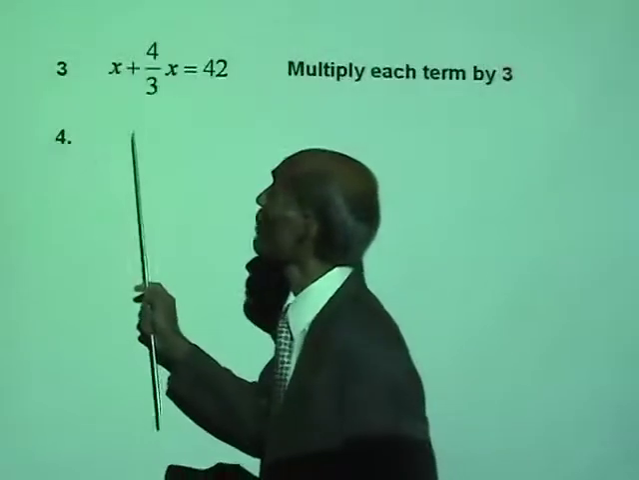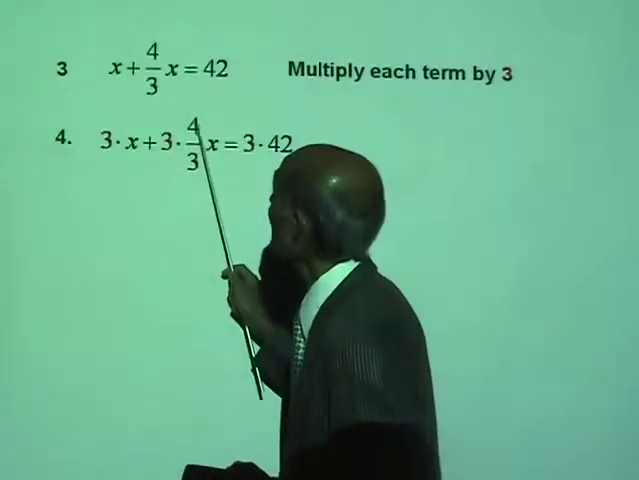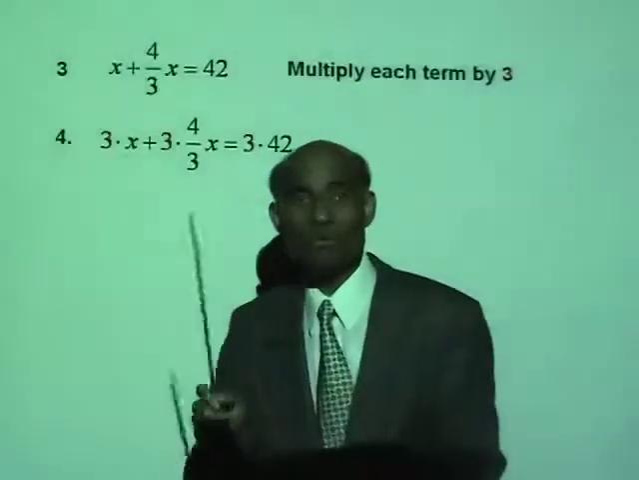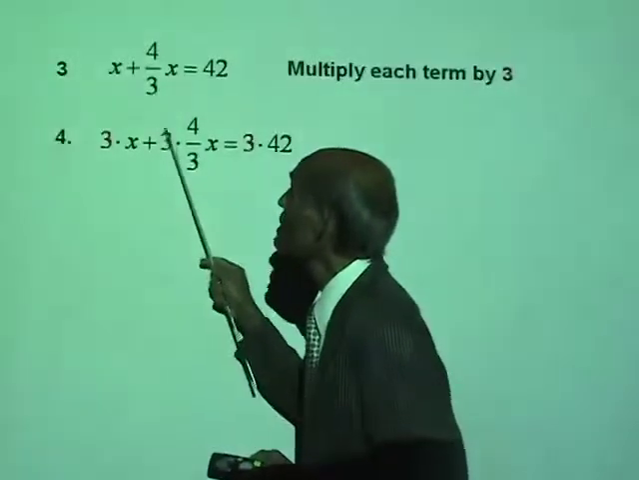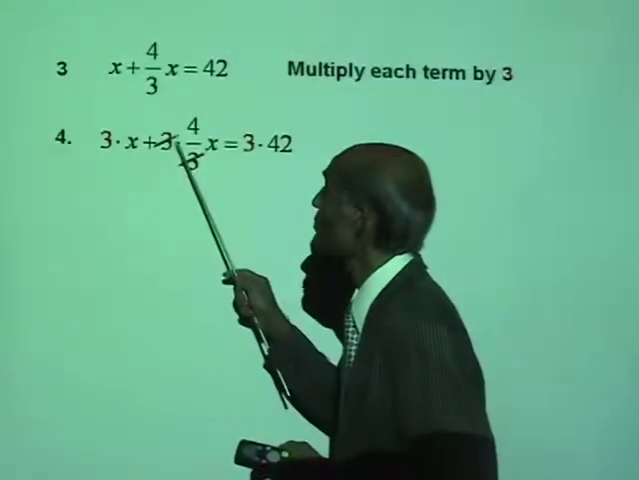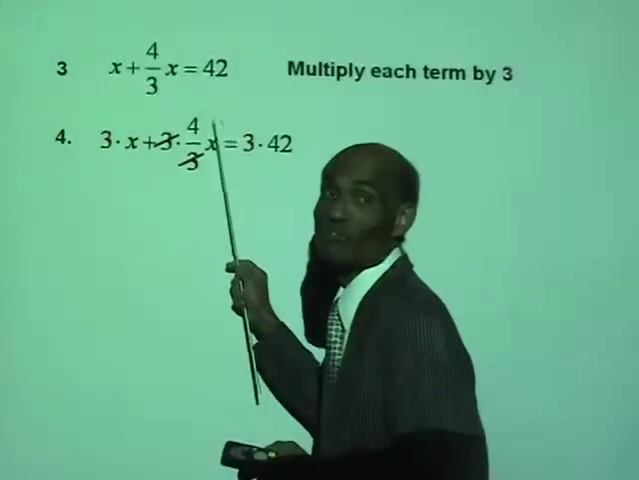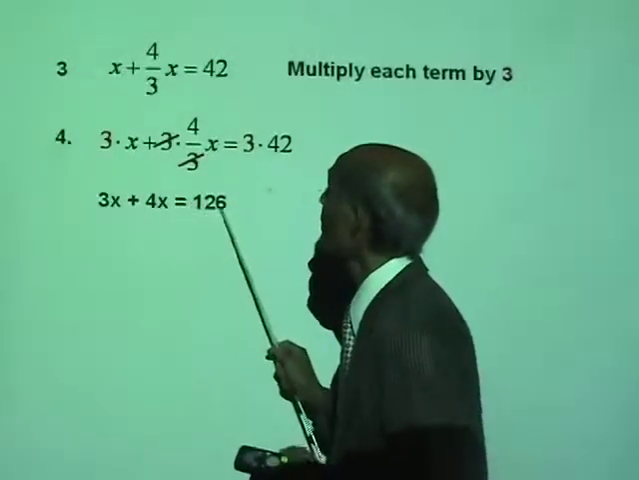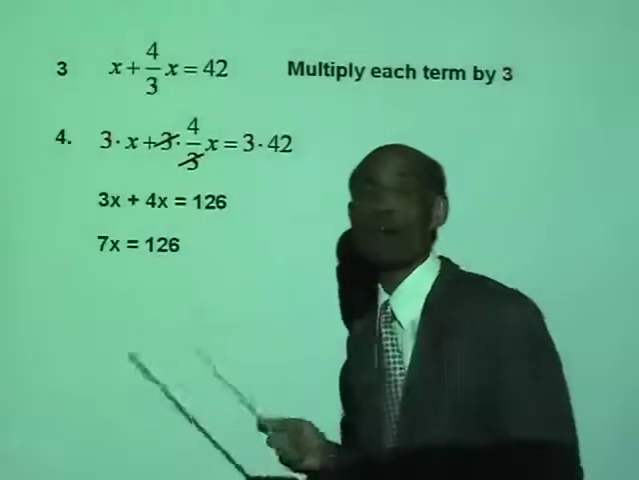So, look at what we do in step 4. 3 multiplied by x plus 3 multiplied by 4/3 x equal to 3 multiplied by 42. We multiply each term by 3. What happens now? In the second term, the 3 and the 3 in the numerator and denominator cancel. So what is the second term? It is 4x. So what does the equation now become? 3x plus 4x equal to 126. That is 7x equal to 126.